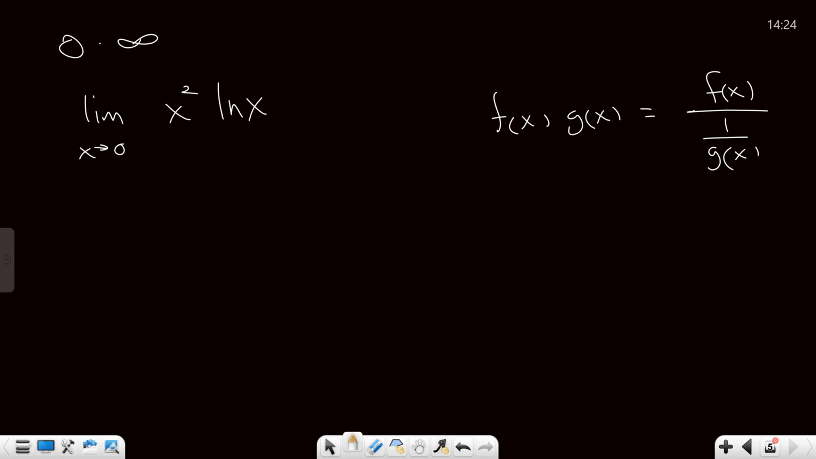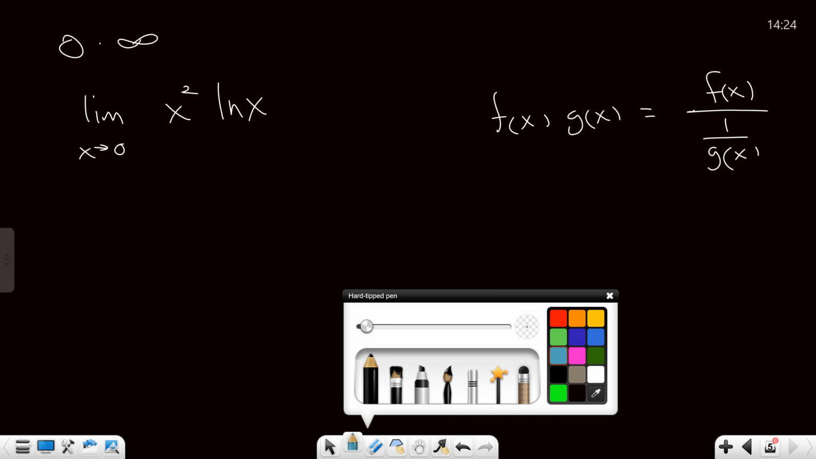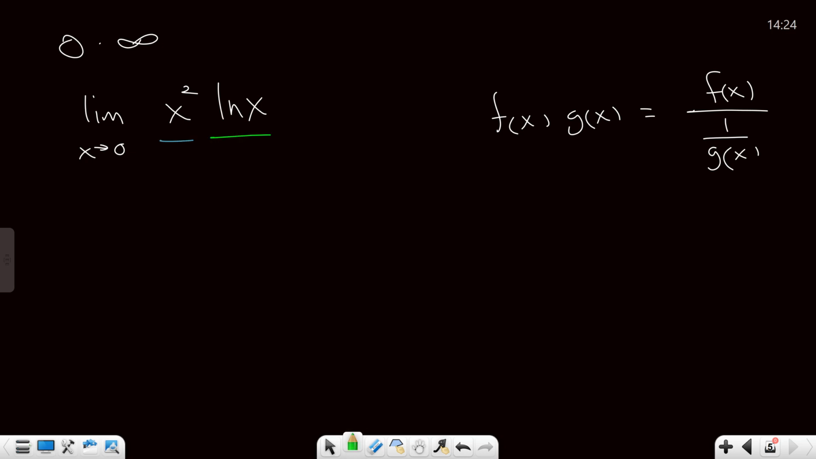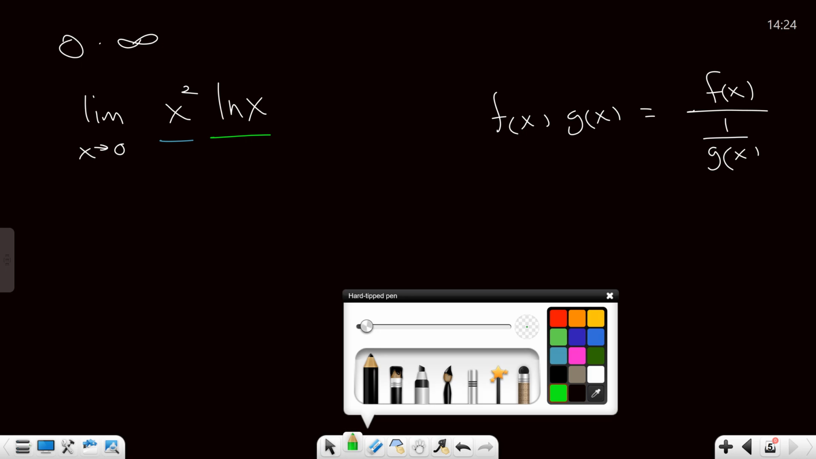Dividing by a fraction is the same thing as multiplying by the reciprocal. So I'm going to choose one of those expressions. Let's use colors here. I'm going to choose either the light blue function or the neon green function and send that to the denominator. Which one? You can do either one. You'll get the same results.